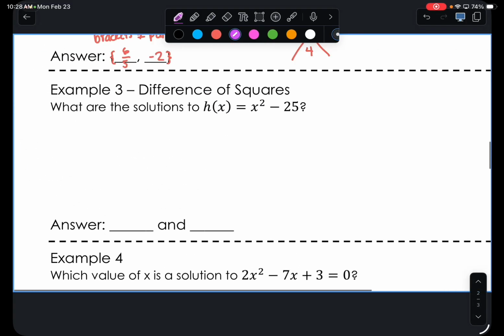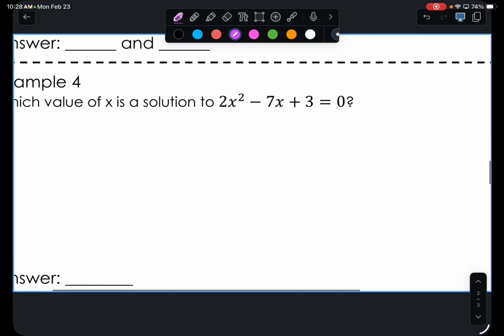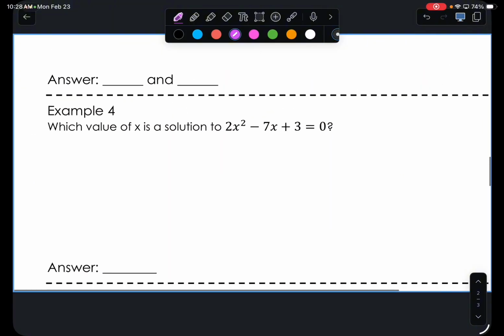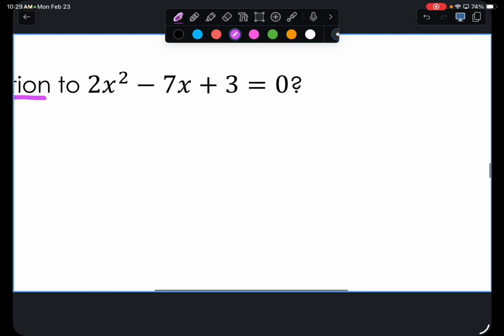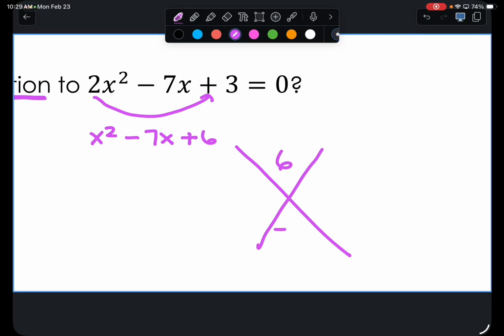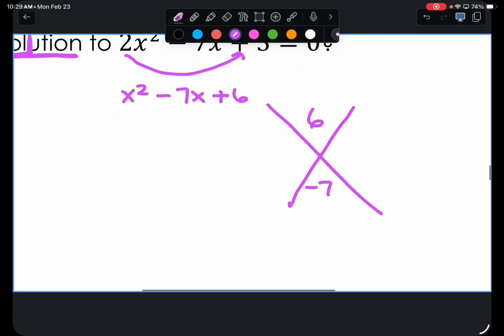All right, skip down to number 4. Example 3, we're going to go over that one tomorrow. It says, which value is a solution? You see the word solution. That means what? Factor and solve. How do you factor this one? It's already solved for you. All the terms are on the same side. So how do we factor it? Kidnap. Always check to make sure all of the terms are on the same side. When we kidnap, we multiply 2 times 3 to get 6. 6 over -7. And what are the two factors?